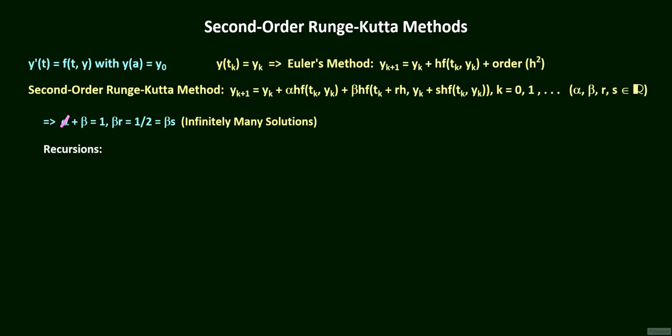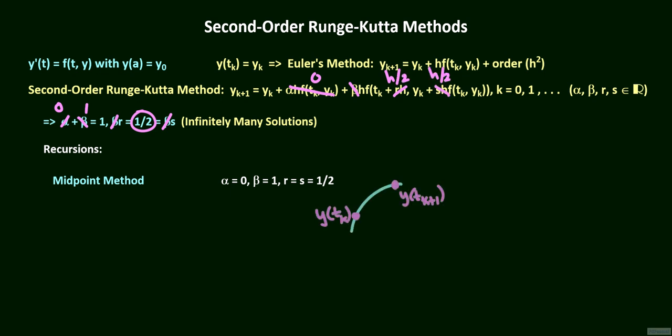If we choose alpha to be equal to 0 and beta equal to 1, with r and s both equal to 1/2, we get what is called the midpoint method. The recursion for the midpoint method has y sub k plus 1 equal to y sub k plus h times f evaluated at t sub k plus half a step size, or h over 2, and at y sub k plus halfway along the tangent line, or h over 2 times the tangent slope f of t sub k, y sub k.